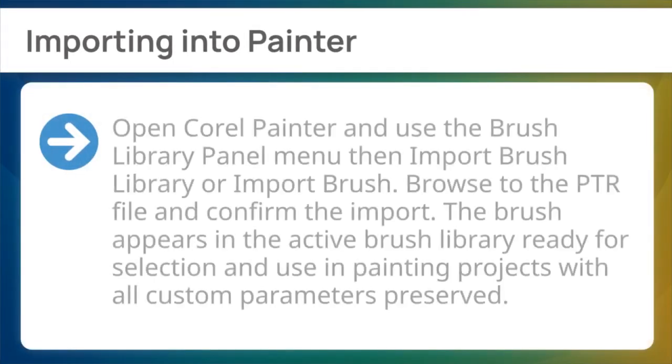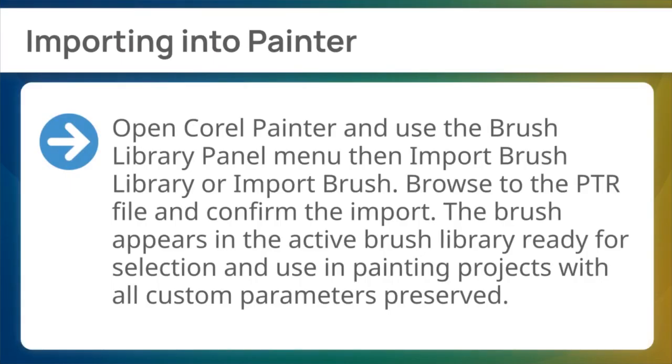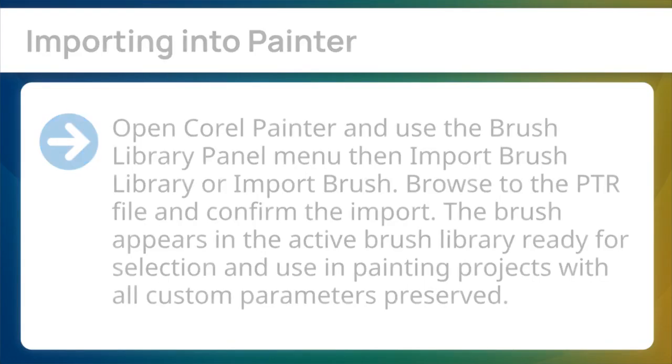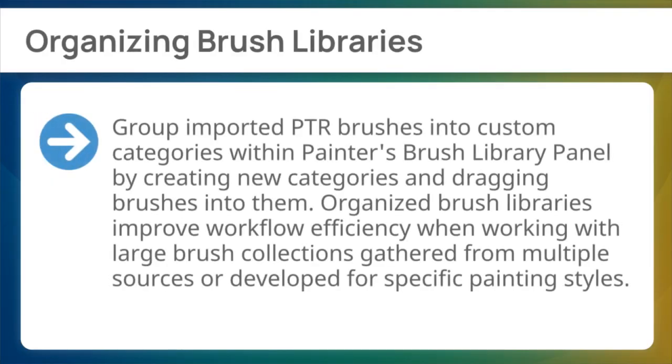First, importing into Painter. Open Corel Painter and use the Brush Library panel menu. Then import Brush Library or import brush. Browse to the PTR file and confirm the import. The brush appears in the active brush library ready for selection and use in painting projects with all custom parameters preserved.